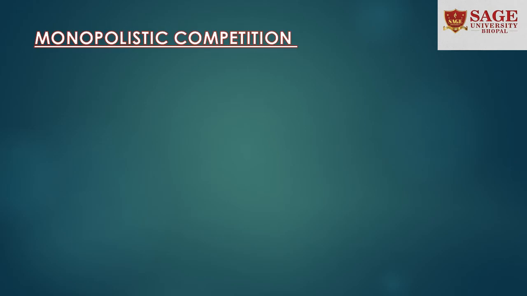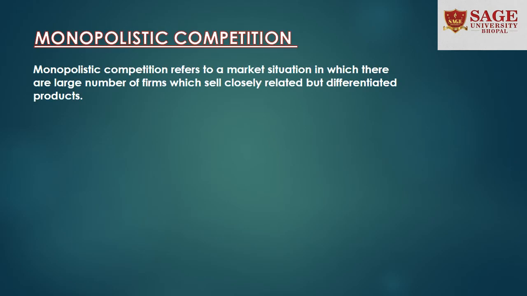Let us move on to monopolistic competition. The market structure, which shares the features of both perfect competition and monopoly, is known as monopolistic competition. Monopolistic competition refers to a market situation where there are a large number of firms which sell closely related but differentiated products. Markets of products like soap and toothpaste are examples of monopolistic competition.